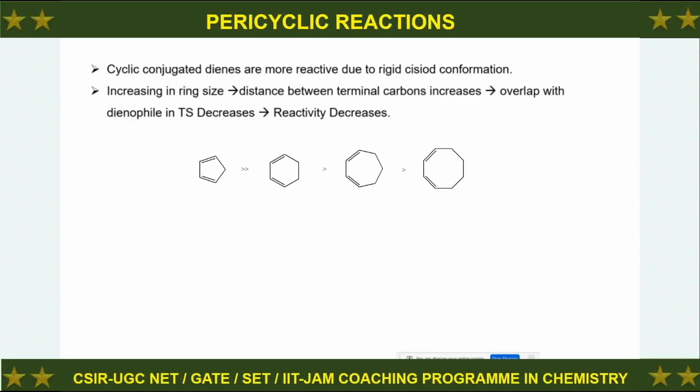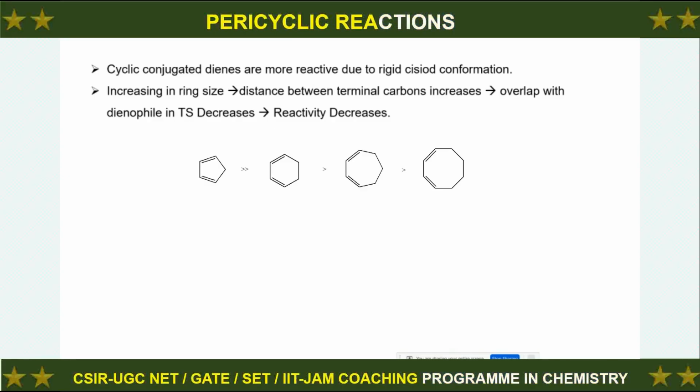Okay, to continue. Cyclic conjugated dienes are more reactive due to the rigid cis conformation. Now these are all cyclic conjugated dienes only, but when the size of the ring increases, the distance between the terminal carbons increases rapidly, right? So cyclopentene is somewhat closer, cyclohexene is a little elongated, cycloheptene is of course broader, and cyclooctene is the same. So overlap with the dienophile in the transition state decreases, so reactivity decreases.